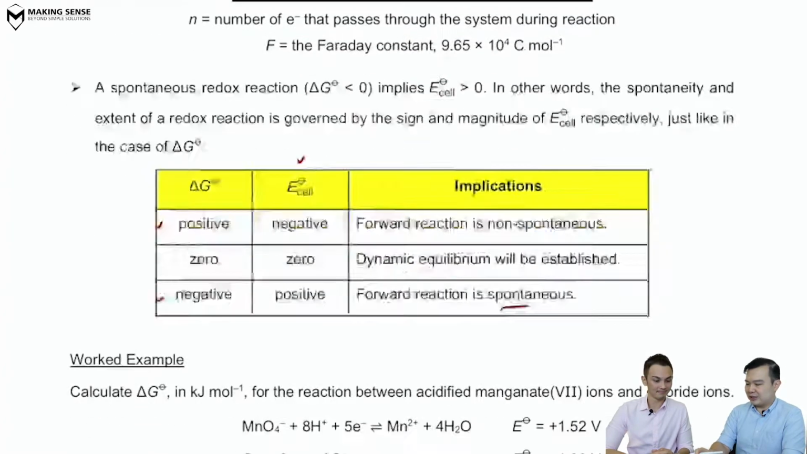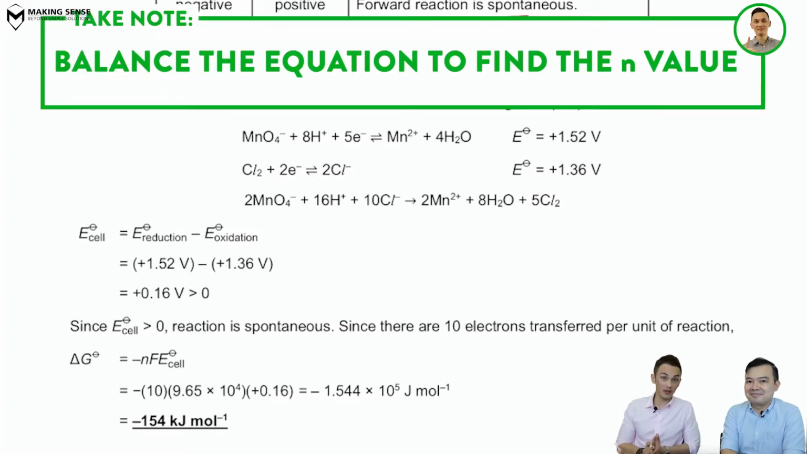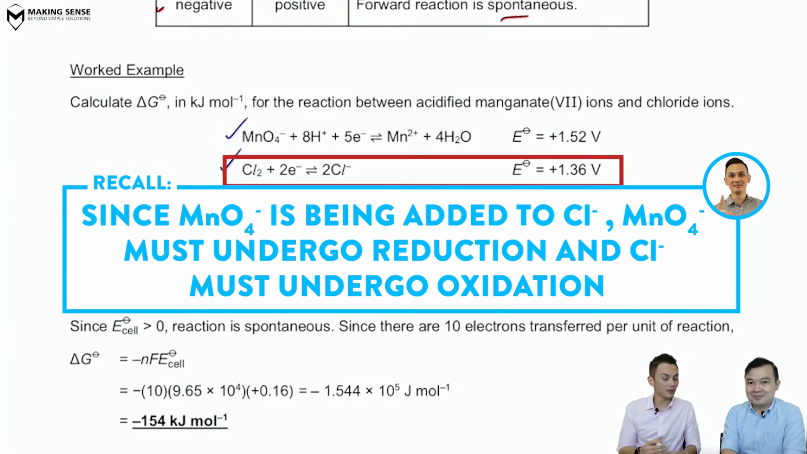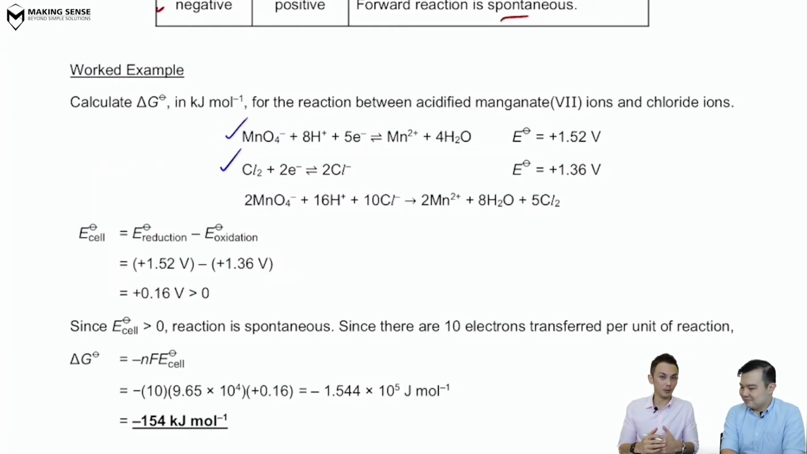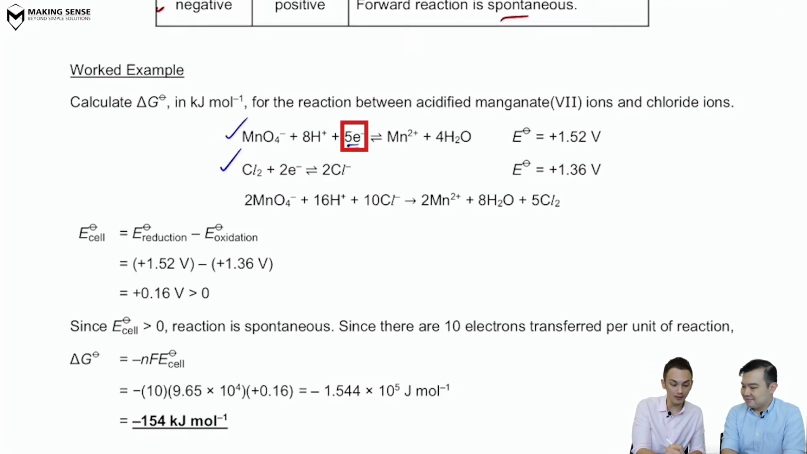So Mr. William, would you run us through the worked example at the bottom? Yep, sure. I think the portion on n is the one that students generally get a bit confused about. So what we have to do is we think about balancing the equation. There's always going to be a reduction equation, there's always going to be an oxidation equation. Before we combine the equations together, we have to ensure that the electrons lost equals the electrons gained.